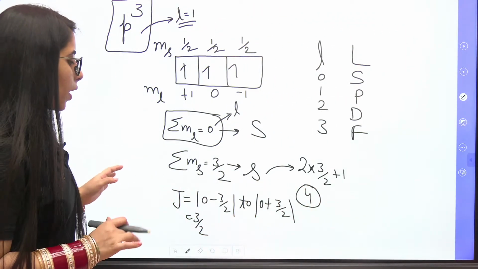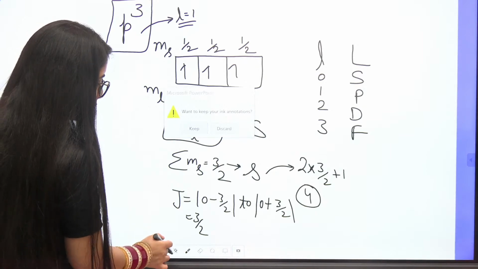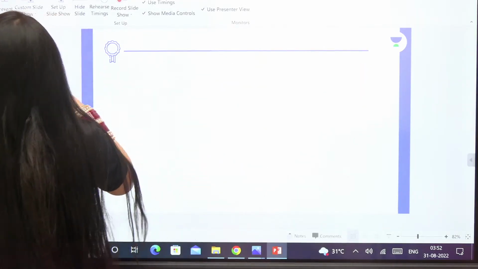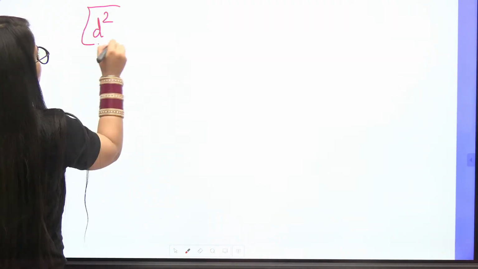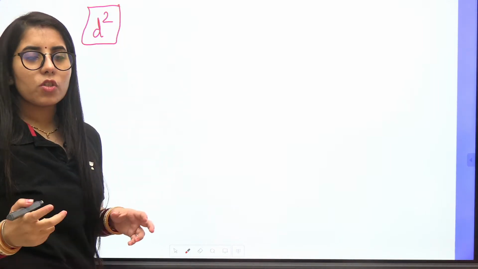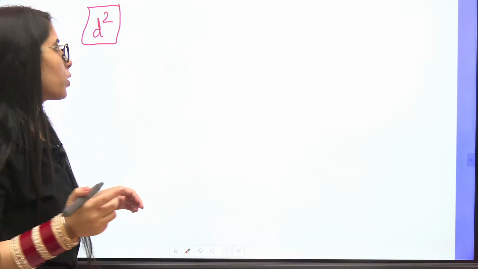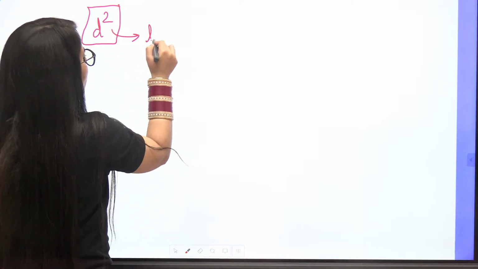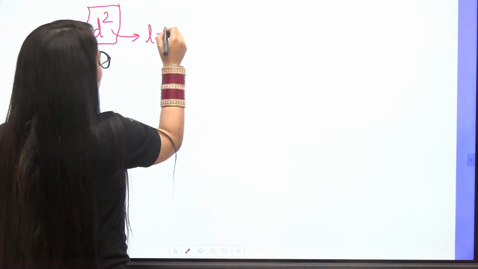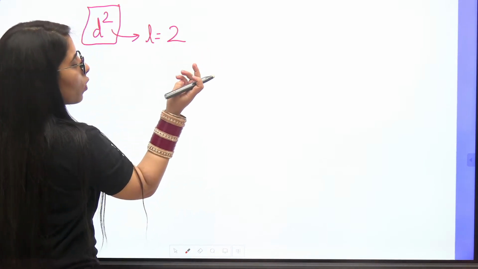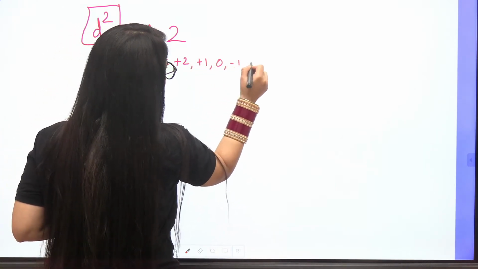In the same case, if I'm going to consider the next thing here, for example, instead of taking exactly half filled case, I'm going to take D2, which is not exactly half filled. This is the less than half filled case. So when it's D2, what is the L value? I want to find the ground state spectroscopic term here. L value is 2, SPDF 0, 1, 2. Then ML values will be plus 2, plus 1, 0, minus 1, minus 2.